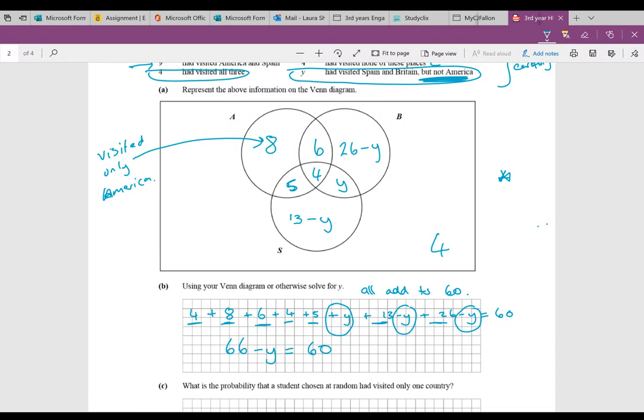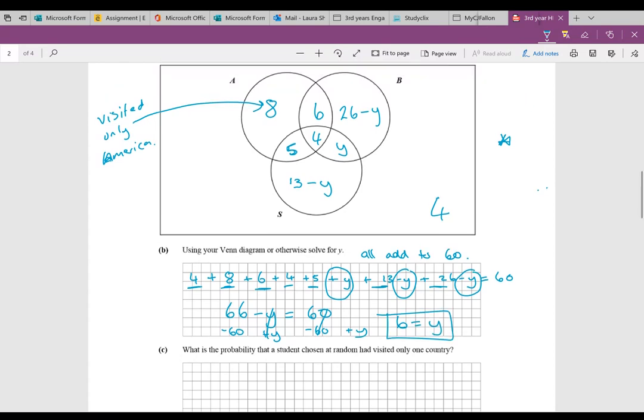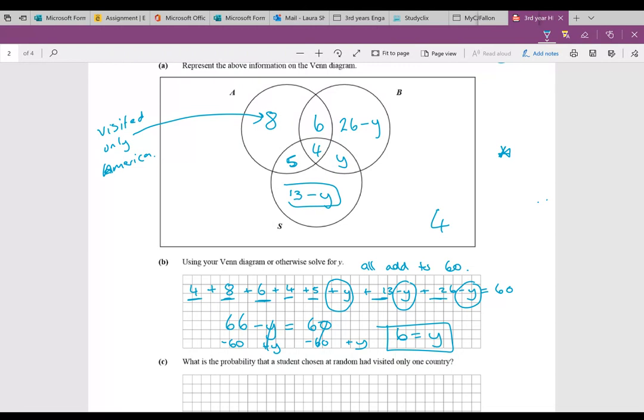Okay, and then your algebra here should be able to take you the rest. Subtract 60 both sides, add y both sides, and I will get 66 minus 60 is 6 equals y. Okay, which means I can go back up here, and 13 minus y is now 13 minus 6. Okay, so we've got 7 in here, and 26 minus y is now 26 minus 6, which is 20. And in this section, I now actually have 6.